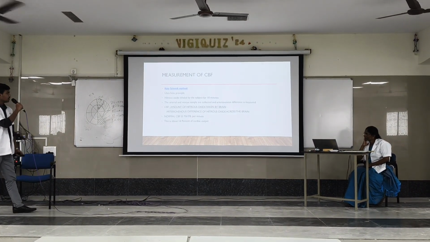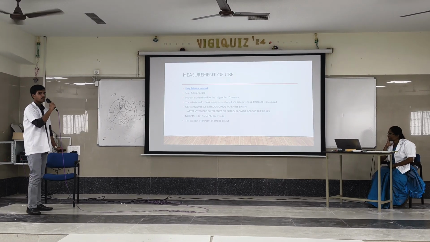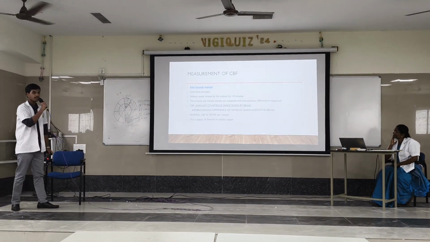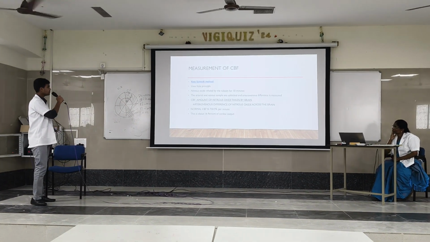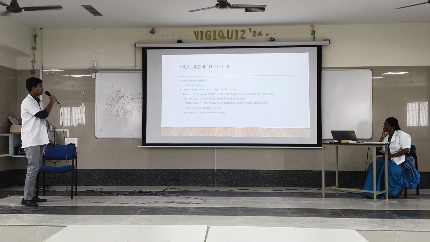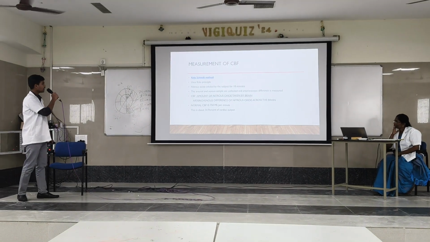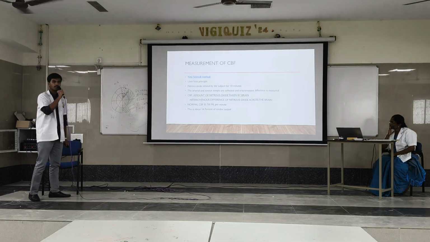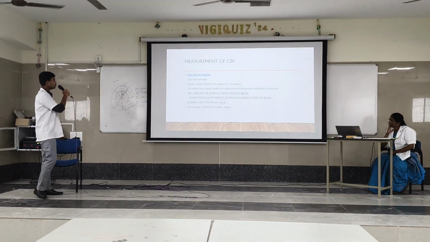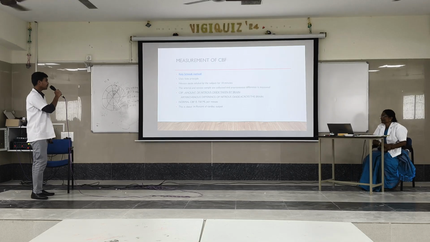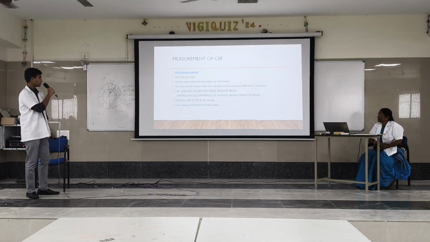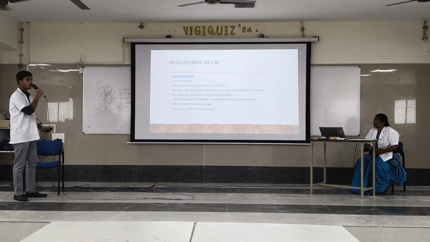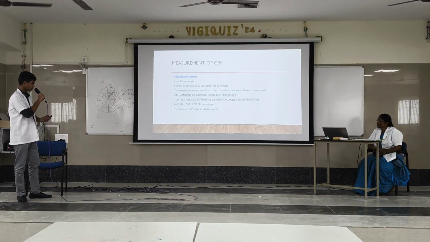So coming to measurement of cerebral blood flow, there are many methods. We are going to focus on the Kety-Schmidt method, which is an important method. This method uses the Fick principle. Here the patient inhales nitrous oxide for 10 minutes. The arterial and venous samples are collected and the arteriovenous difference is measured. Finally, the cerebral blood flow is measured by using the formula: amount of nitrous oxide taken up by the brain divided by the arteriovenous difference of nitrous oxide across the brain. Normal CBF value is 750 ml per minute. This is about 14% of the total cardiac output.